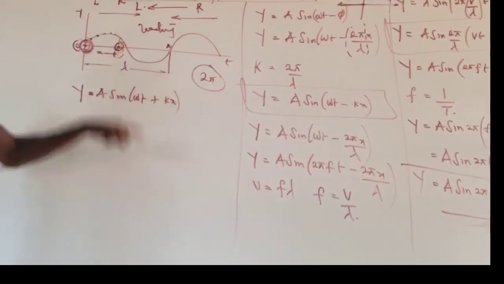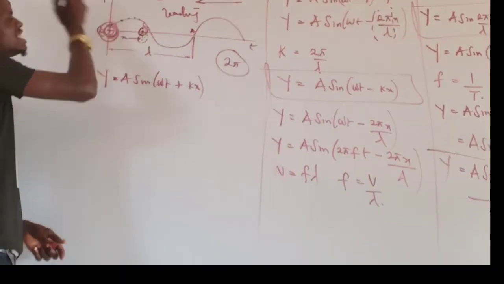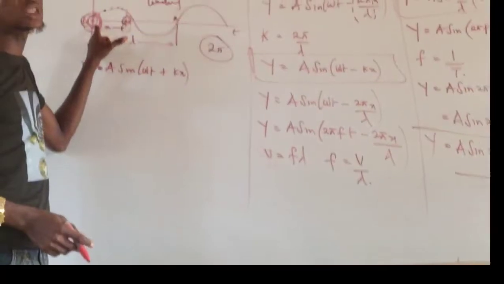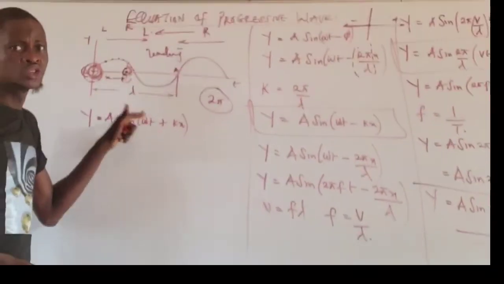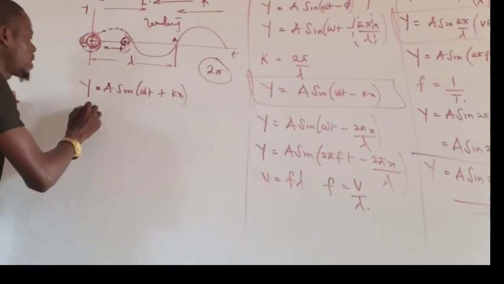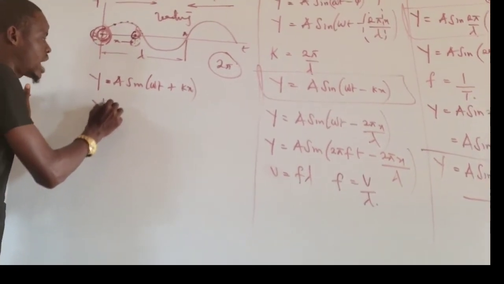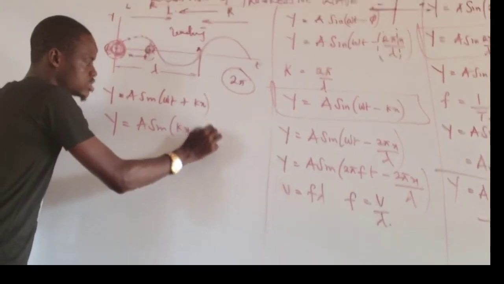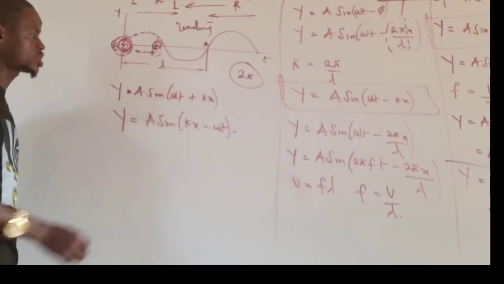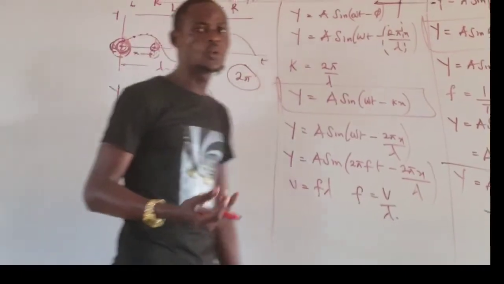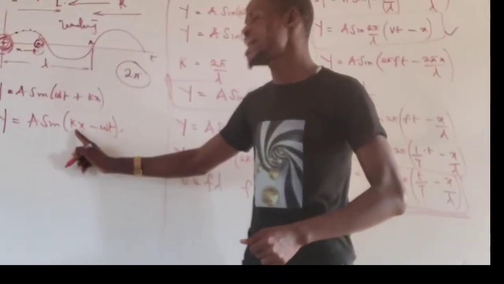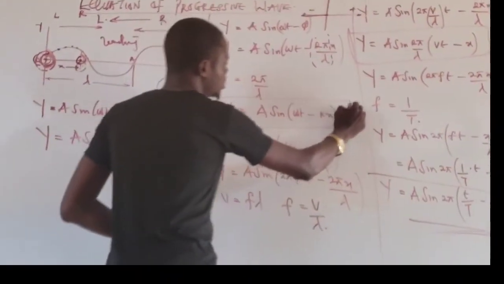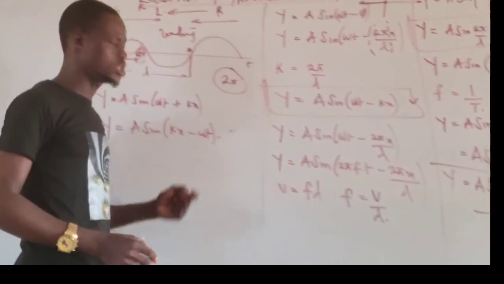Altogether, for the displacement of the particle at the origin, don't forget that the particle at the origin is lagging behind. So if it is lagging behind, I can easily write this as y equals a sine (kx minus wt). This one is showing a negative wave equation, which is a sine (kx minus wt), while this one is a positive wave equation.